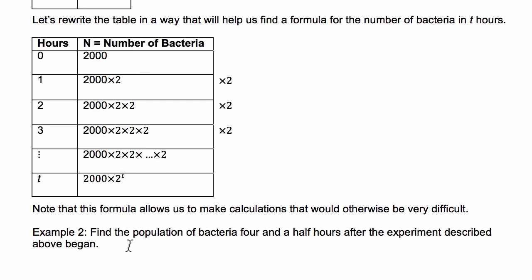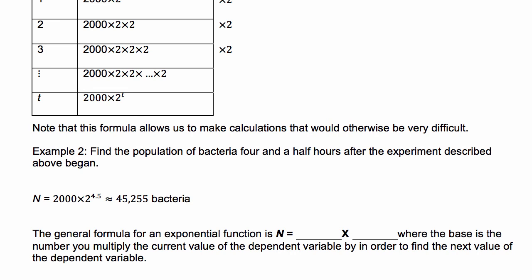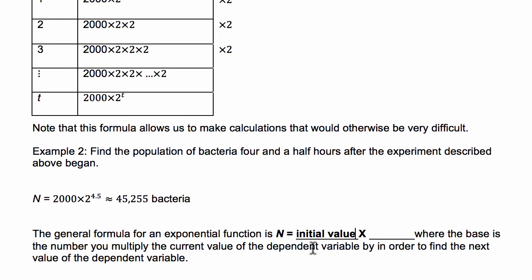dish. For example, find the population of bacteria 4.5 hours after the experiment described above began. To make this calculation, we will use the formula above and put 4.5 in for T. We get N, or the number of bacteria after 4.5 hours, equals 2,000 times 2 to the 4.5. Using our calculator, we get this to be approximately 45,255 bacteria.